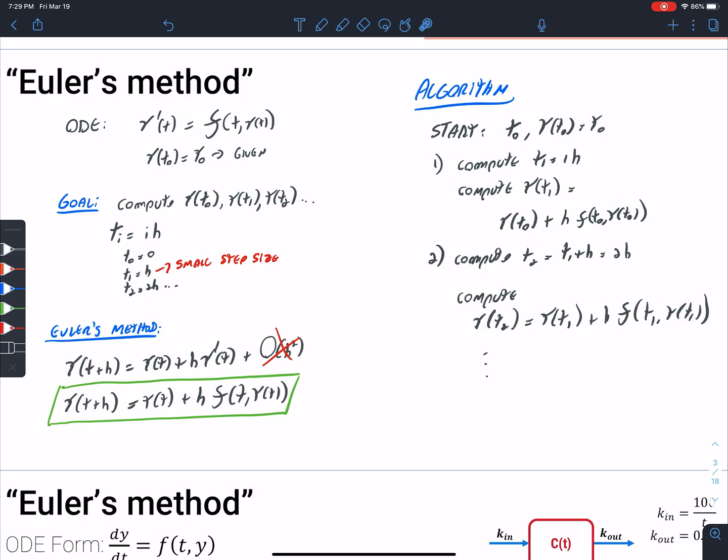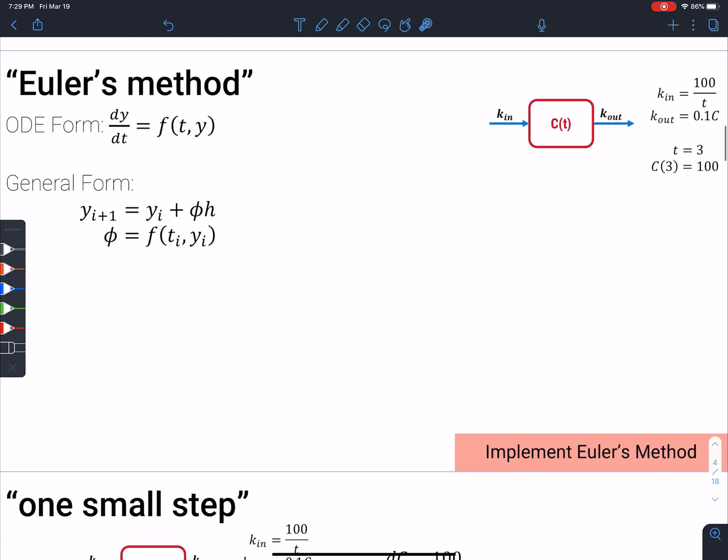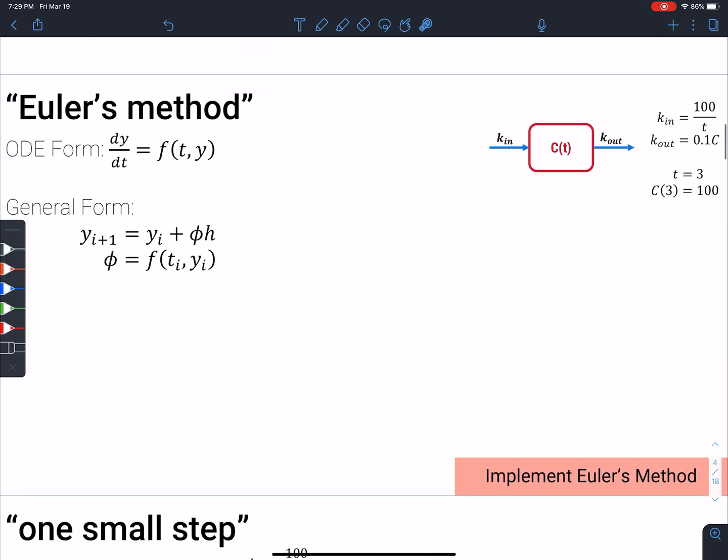So let's see how this looks in a more specific setting. Let's look at the specific initial value problem. The setup of the problem is given here. This is a compartment model in this case. We're going to assume that the k in is given by this and the k out is given by this, and we have initial values over here.